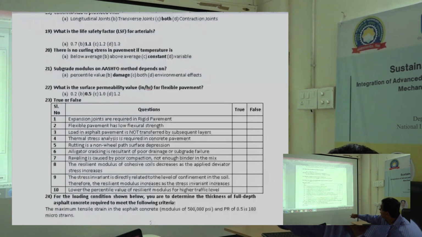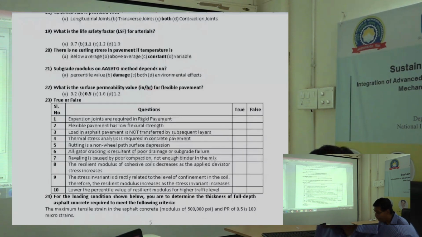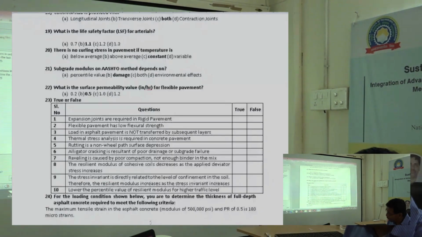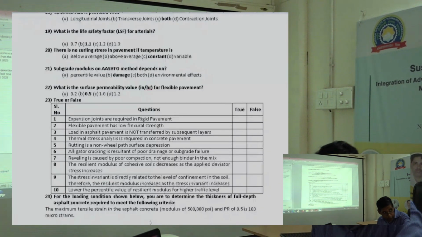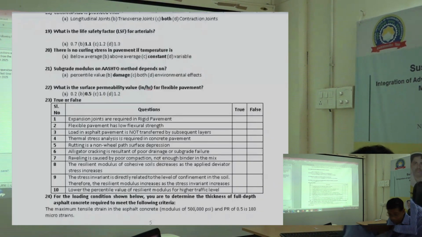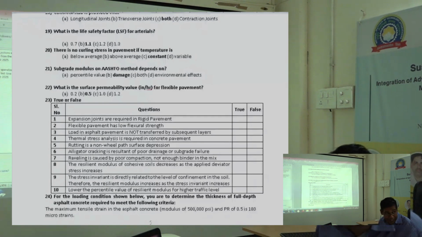Lower the percentile value of resilient modulus for higher traffic level. Do you remember this? We covered this yesterday for the Asphalt Institute. If 87.5% values are lower versus 60%, so you have it backwards, right? If 87.5% values are lower, then you spit out very low values, right? Compared to that, it's false. They're very tricky. You need to have a complete command of the subject matter to be able to answer.